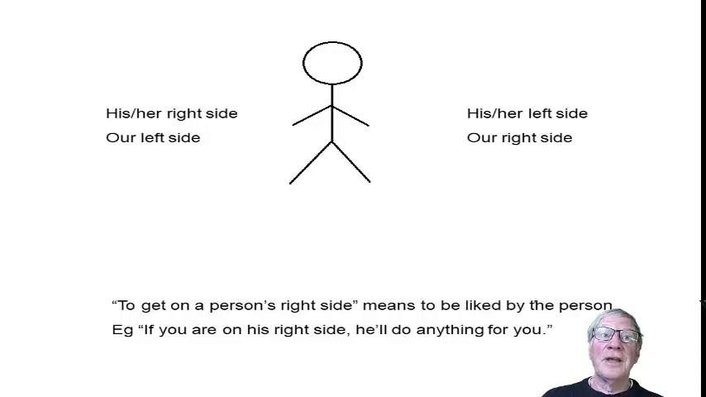Now, to get on a person's right side means to be liked by the person. That's a good one. For example, if you are on his right side, he'll do anything for you. To be on somebody's right side is a good thing.